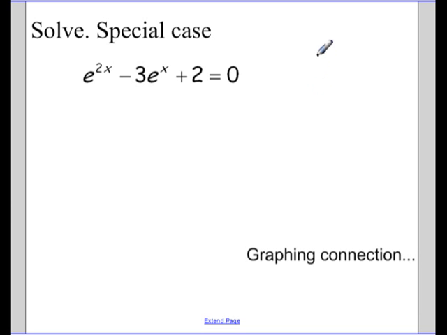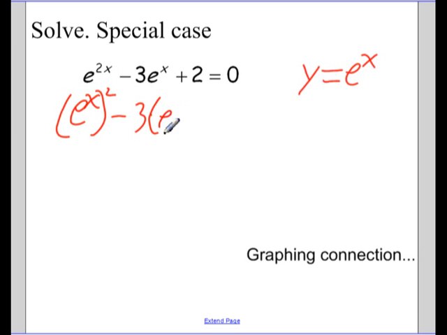So what we're going to do here is a little trick, which is I'm going to set y equal to e to the x power. And that's going to look a little weird, but just roll with it here. So this equation then is really, another way to write it is e to the x squared minus 3 e to the x plus 2 equals 0.